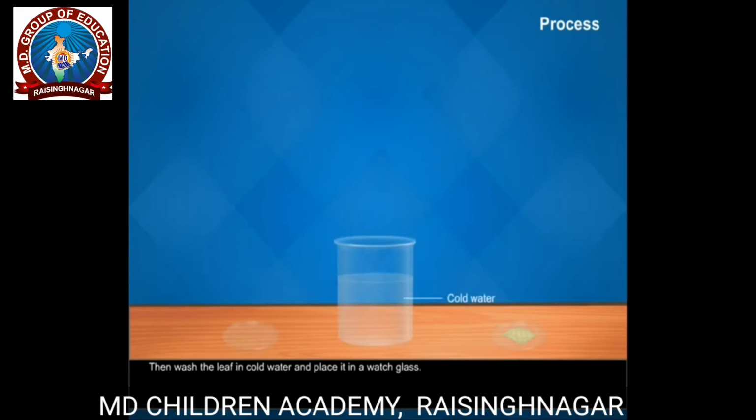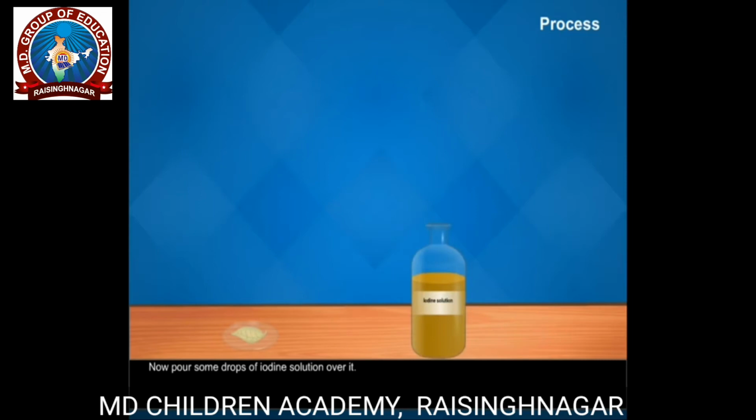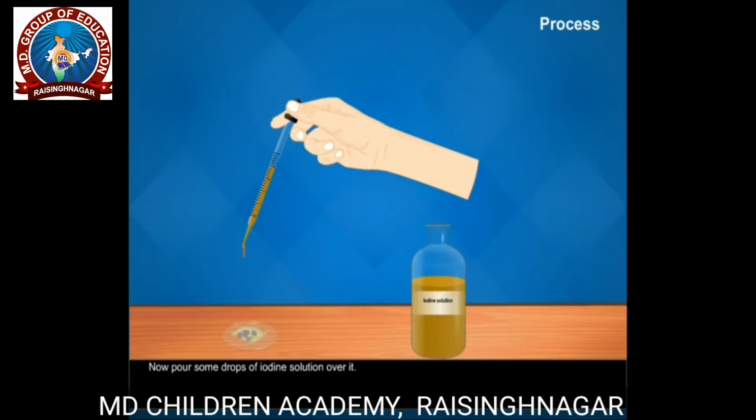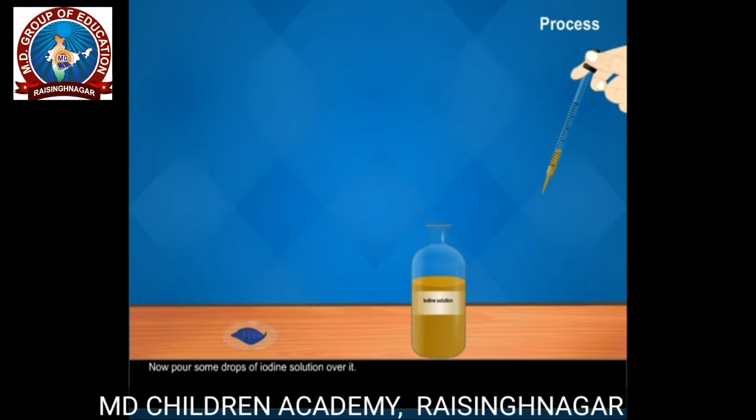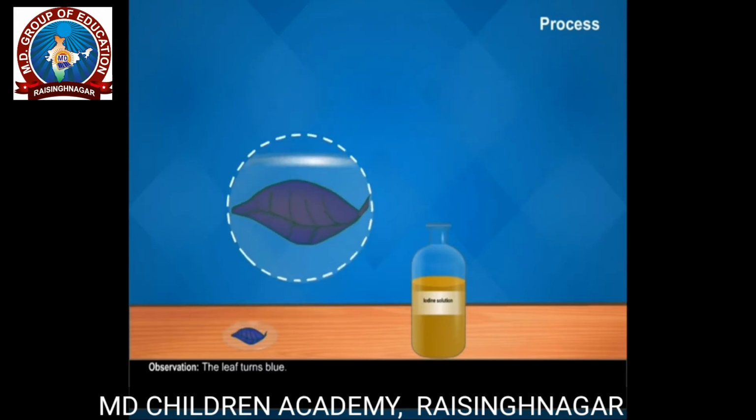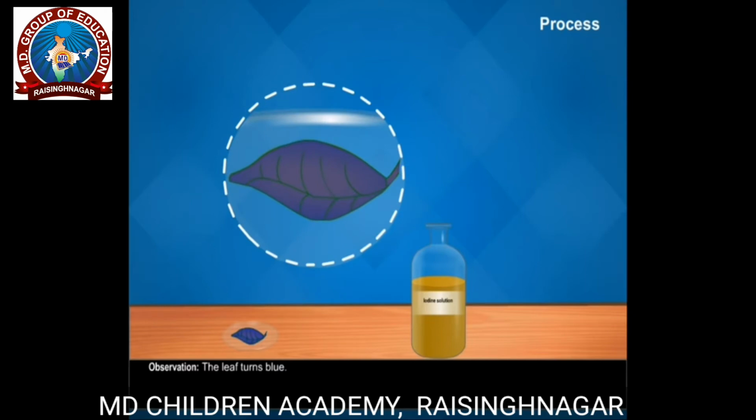Then wash the leaf in cold water and place it in a watch glass. Now pour some drops of iodine solution over it. Observation: the leaf turns blue. Conclusion: this shows that starch is present in the leaf.